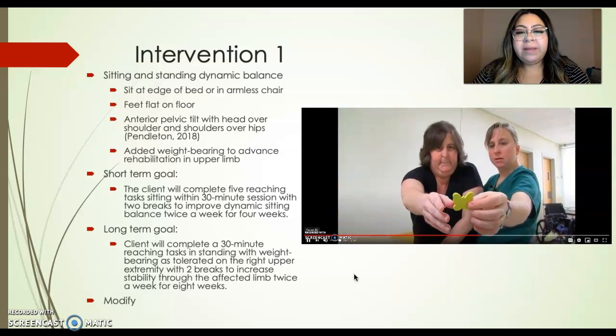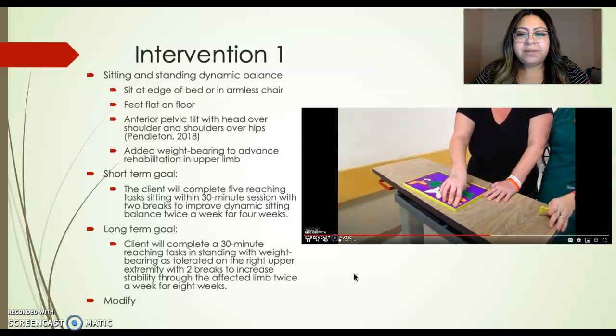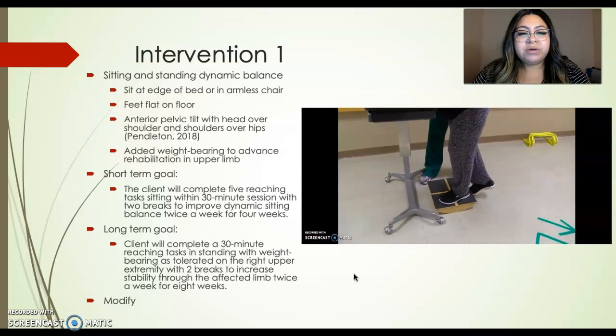Then we will add weight bearing to his affected upper limb, which is his right side, to advance rehabilitation of that arm. Short-term goal is that the client will complete 5 reaching tasks sitting within 30-minute sessions with 2 breaks to improve dynamic sitting balance twice a week for 4 weeks. Long-term goal is the client will complete a 30-minute reaching task that includes a couple of different ones in standing with weight bearing as tolerated on the right upper extremity with 2 breaks to increase stability through the affected limb twice a week for 8 weeks.